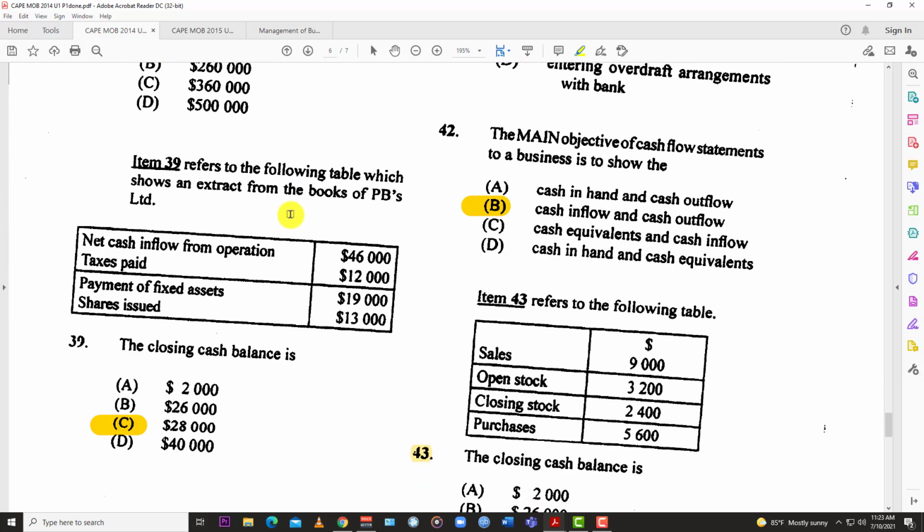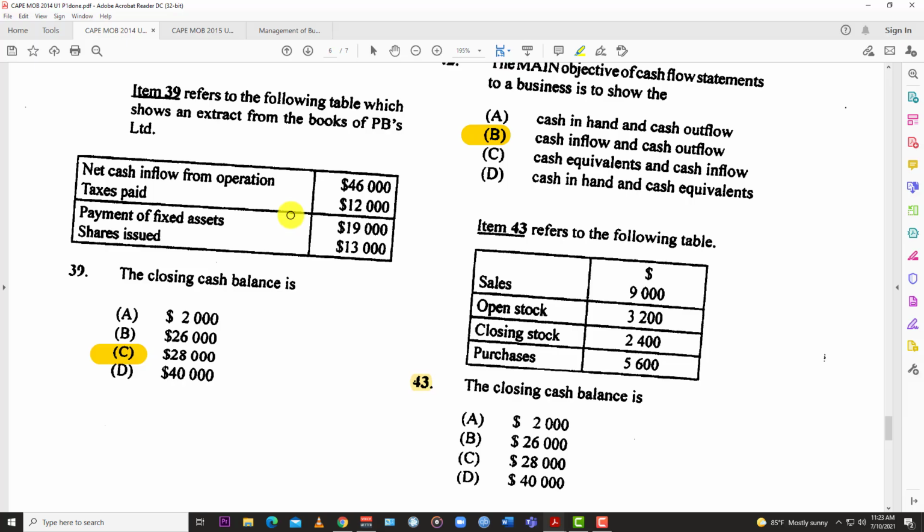Alright, so that's 39. It refers to the following. Net cash inflow from operations 46,000, tax paid 12,000, payment of fixed assets 19,000, and then you had shares issued 13,000. I think this is from 2013, this question, so you just go back and see that one. So the closing cash balance is, of course, 28,000 for that one. We have the 46,000, that's the opening, and so tax paid minus that, payment of fixed assets minus that also, and then you add back the 13, and so you get the 28,000.